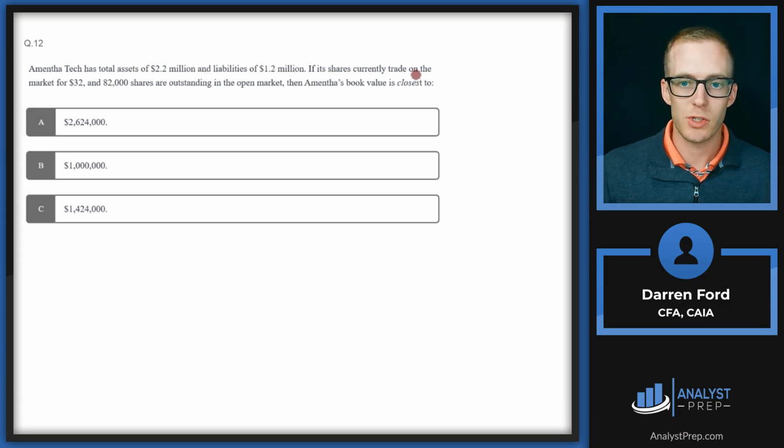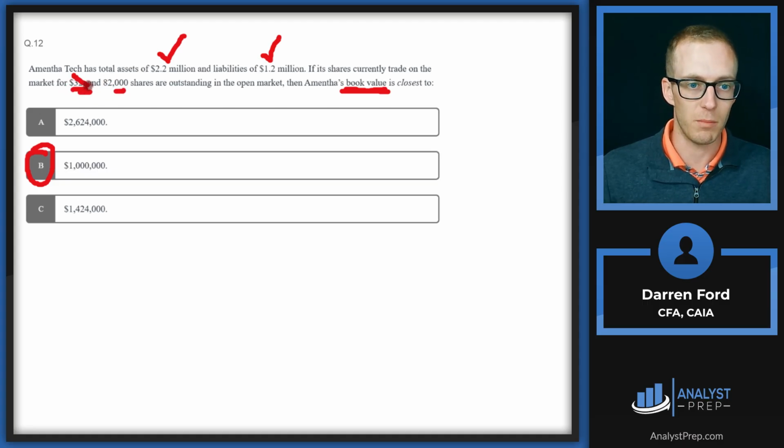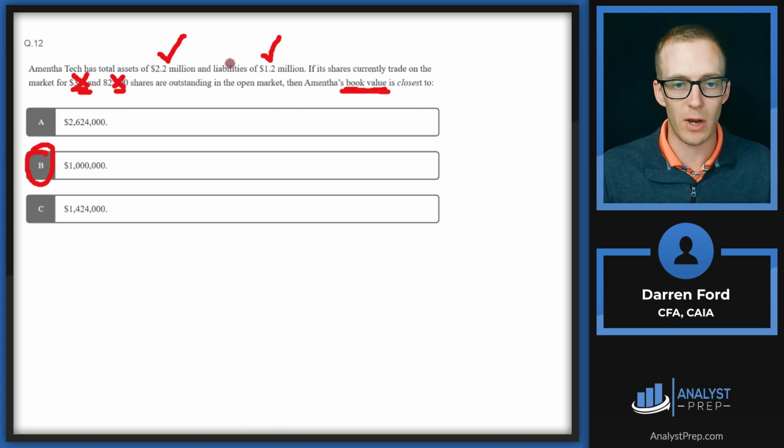If its shares currently trade on the market for 32 and 82,000 shares are outstanding in the open market, then Amentha's book value is closest to. Book value is going to be pretty straightforward. We're just going to take assets, subtract out liabilities. So 2.2 minus 1.2 million, that's going to get us to B, 1 million. These values down here for what the shares currently trade at and shares outstanding, we would account for this if we were looking at market value, but those are thrown in there to throw you off. We're looking at book value, so we only need to look at these two variables.